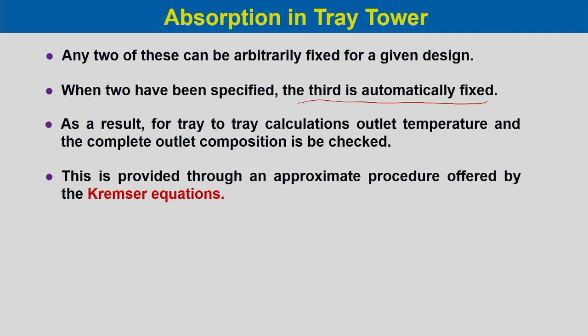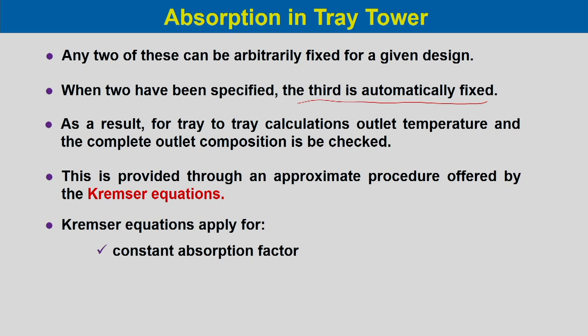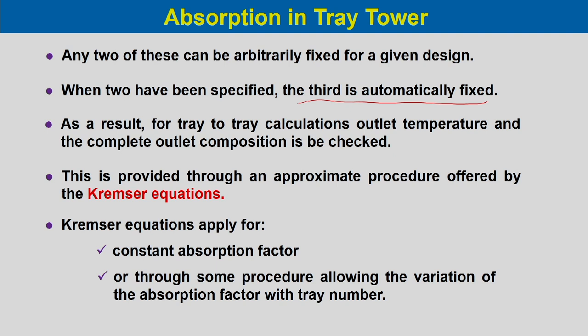We need to have an approximate procedure to get those data fixed, and this is provided by the Kremser equation. The Kremser equation applies for constant absorption factor, as we have discussed before, or through some procedure which allows the variation of the absorption factor from tray to tray, and it is for each component.